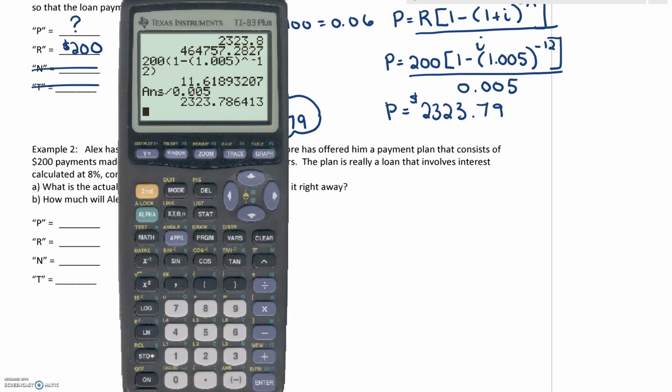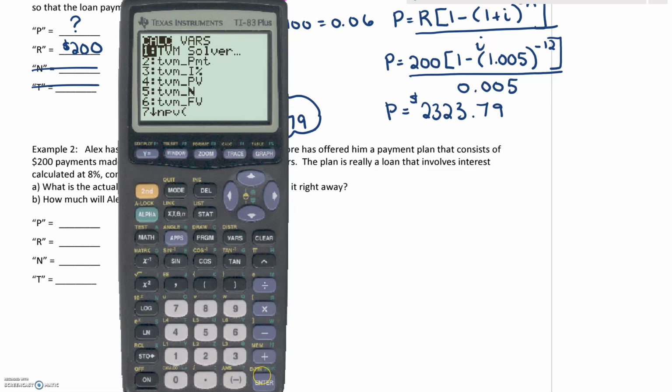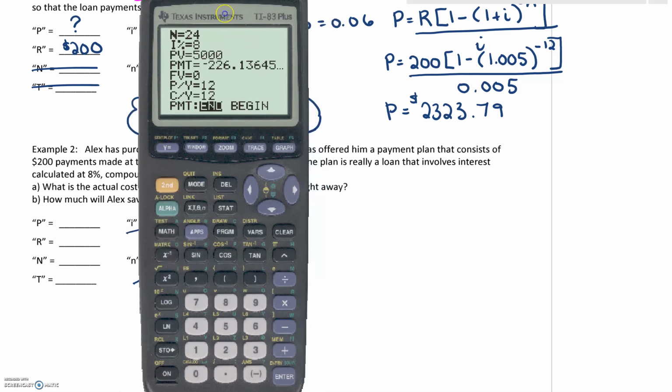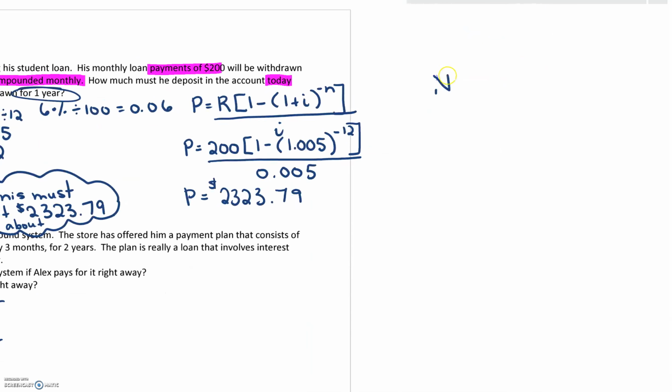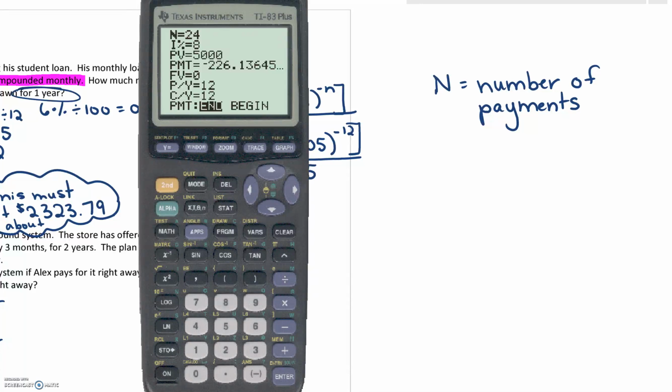So if we go to the TVM solver, we're going to press apps and then enter. The N value in the TVM solver, and I really want you to be careful, it represents the number of years, okay? Or number of payments, sorry. So you really need to be careful because when we were not dealing with annuities, it was number of years, but now that we are dealing with annuities, it's the number of payments.